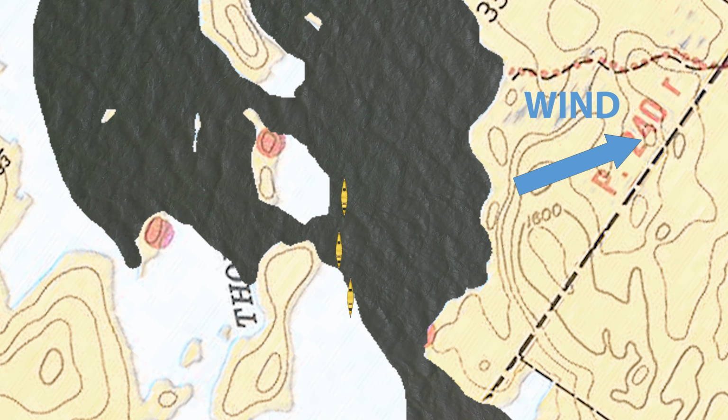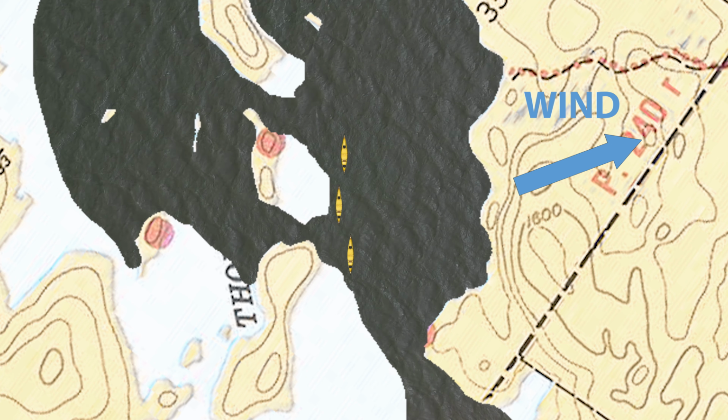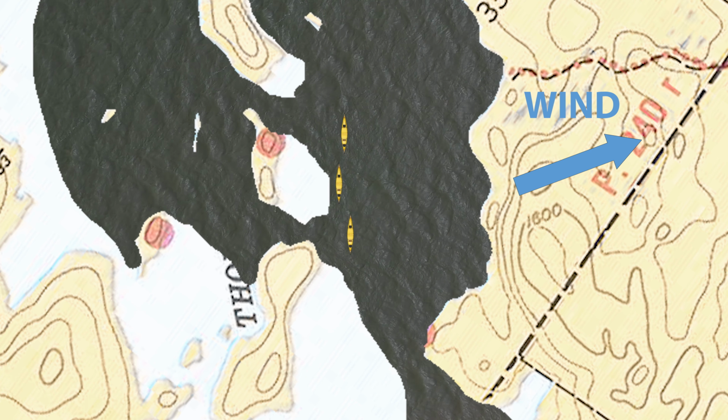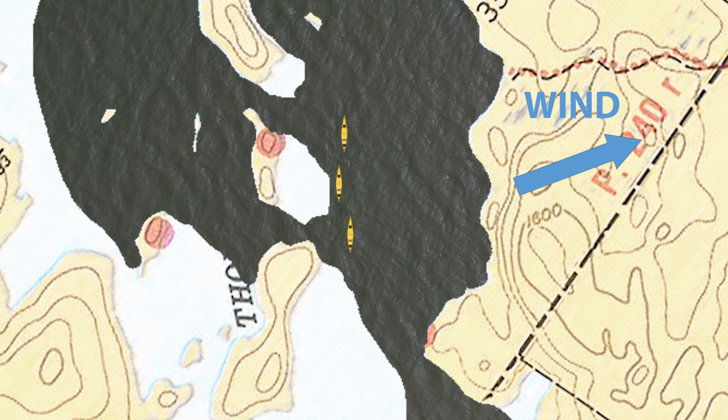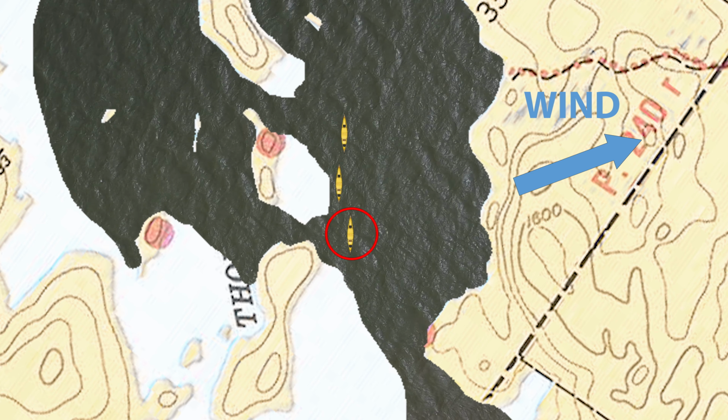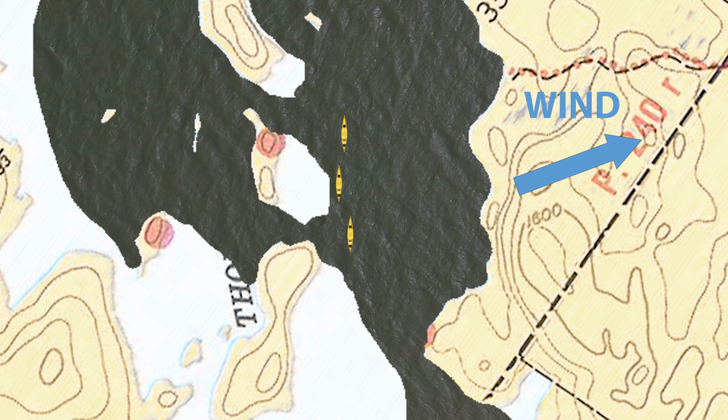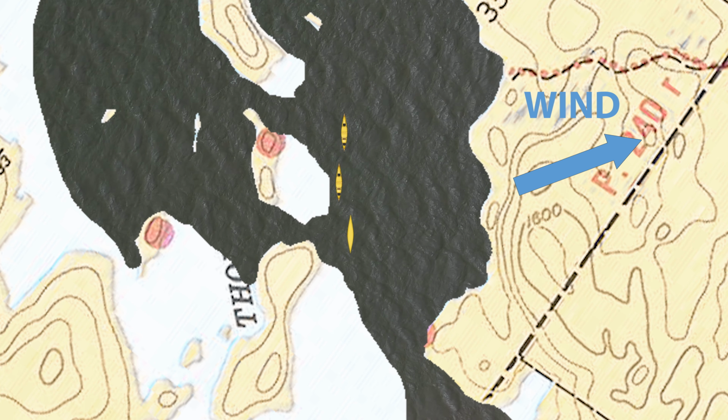Let's take a look at this crew paddling up this lake. If you'll notice, the wind is blowing generally from left to right. And now this last boat crew is going to roll their canoe over in the water.